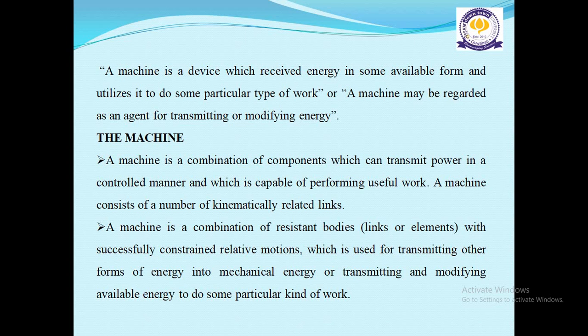A machine is a combination of components which can transmit power in a controlled manner and which is capable of performing useful work. A machine consists of a number of kinematically related links. A machine is a combination of resistant bodies, that is, links or elements, which we will discuss in the coming lectures of this subject, with successfully constrained relative motions, which is used for transmitting other forms of energy into mechanical energy, or transmitting and modifying available energy to do some particular kind of work.